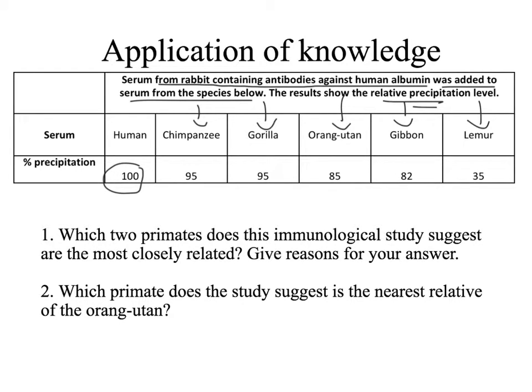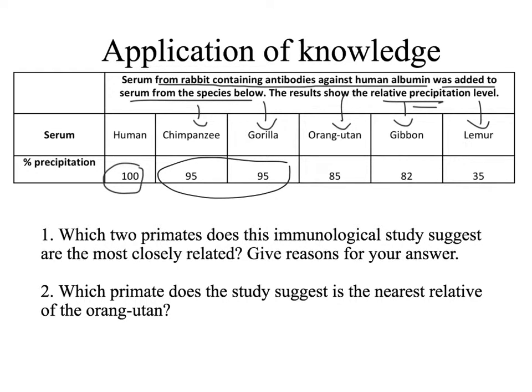So, if we have a look at the answers then. Which two primates does the immunological study suggest are the most closely related? Well, the most closely related are going to be these guys here. And we can tell because, relatively speaking, they get the same level of precipitation when they are combined with the antibodies to the human albumin, suggesting that their protein was most similar to each other, and hence, because their proteins are most similar, they are most closely related in evolutionary history.